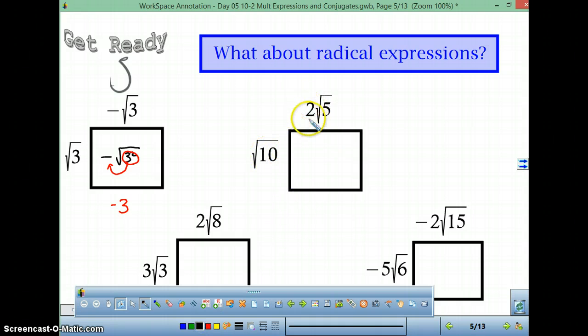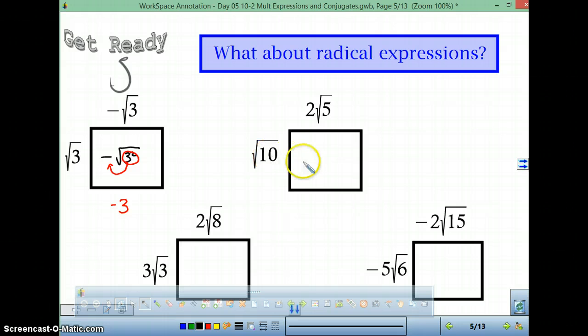Okay, let's try this one. First, this one has an integer in front of the radical. This one does too. It's an invisible 1. So first we multiply those integers. 2 times 1 is 2. Root 5 times root 10. We could write root 50, but it's going to help us if we just keep it as factors, because remember, we got to factor anyway to simplify. So we put 5 times 10.